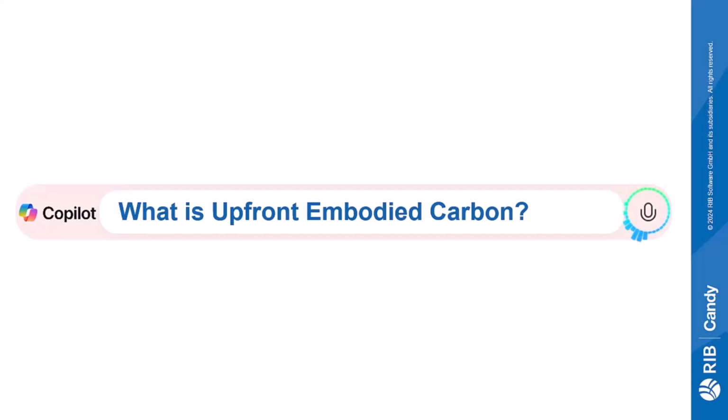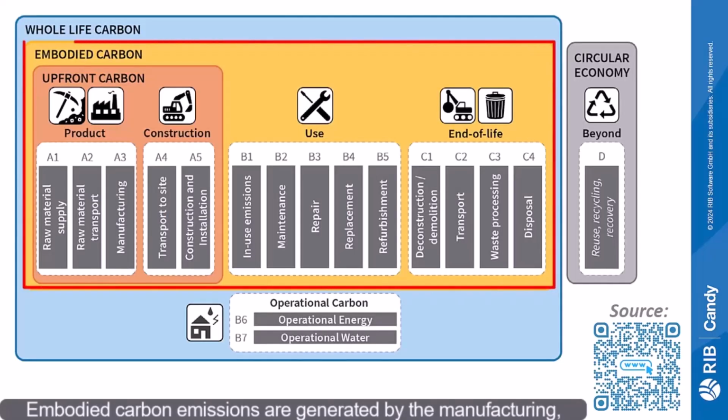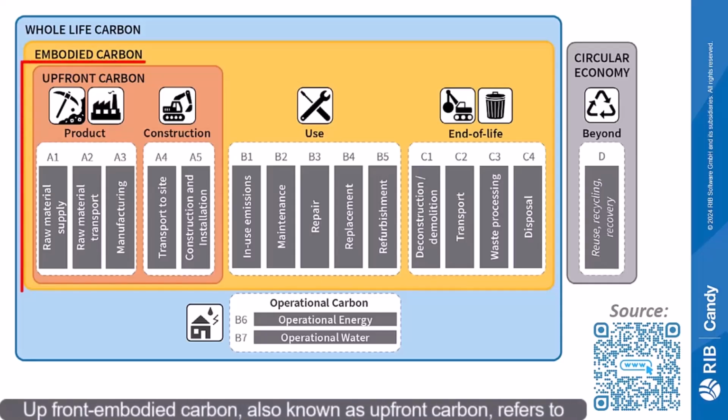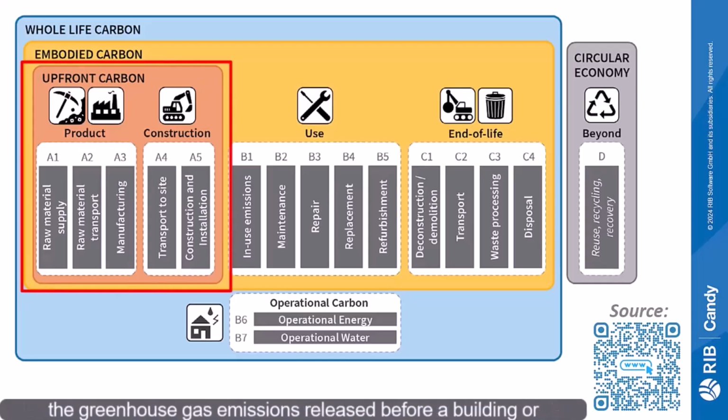What is upfront embodied carbon? Embodied carbon emissions are generated by the manufacturing, transportation, installation, maintenance, and disposal of construction materials used in buildings, roads, and other infrastructure. Upfront embodied carbon, also known as upfront carbon, refers to the greenhouse gas emissions released before a building or infrastructure starts being used, which are largely from manufacturing impacts.